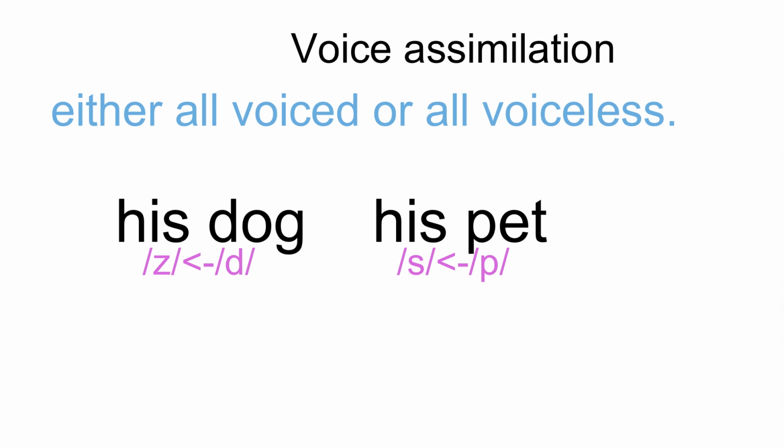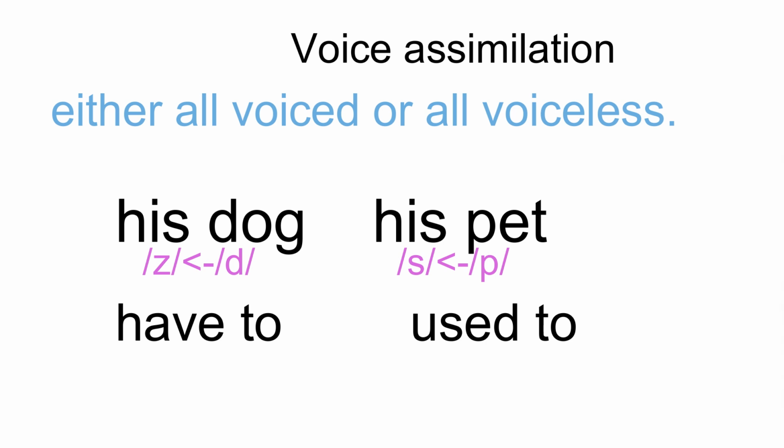By contrast, the P in pet is a voiceless sound, so the S in his pet is assimilated to the voiceless S sound. With this knowledge, we can understand why have to and used to are pronounced as hafta and usta. The voiced V and Z in have to and used to, respectively, are followed by a voiceless consonant ta. In this situation, V and Z become voiceless f and s.